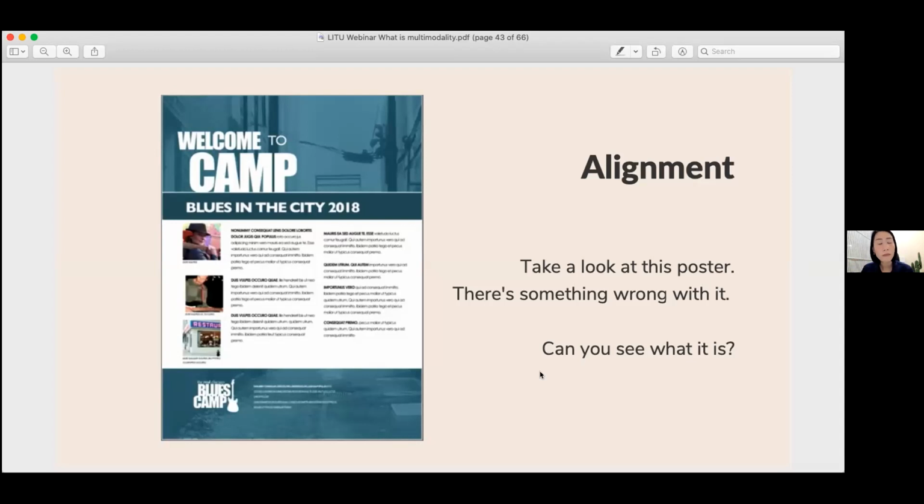I think it would be better if we make the title, Blues in the City 2018, bigger than the camp. Because the camp is just advertisement, but the name of the camp would be Blues in the City, and that is the main focus or the highlight of that poster. And also the picture, I think, would be better if it's bigger.